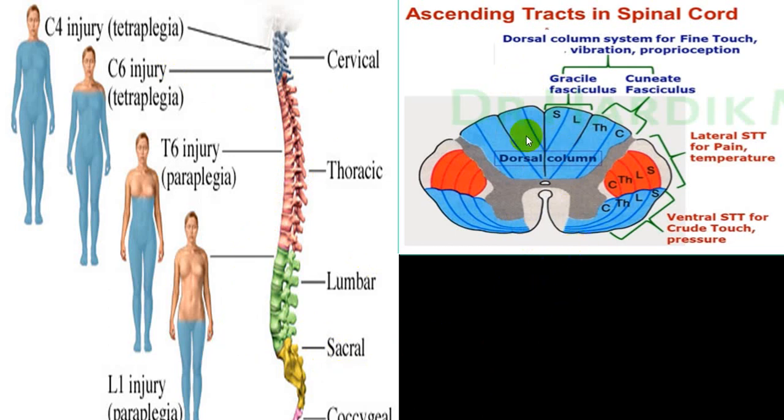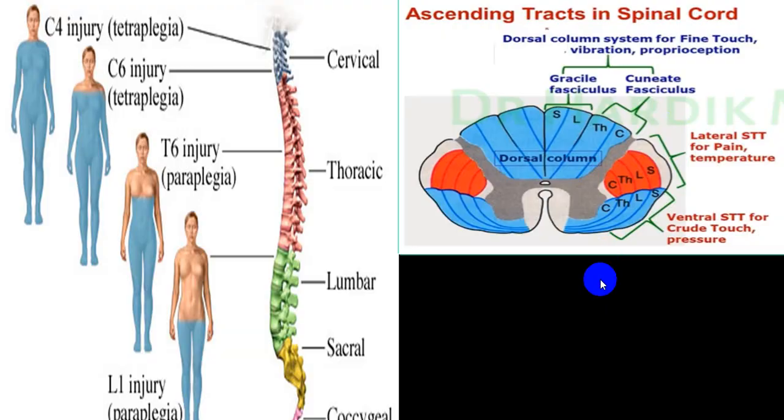Now here, the dorsal column is concerned with fine touch, vibration and proprioceptive sensation. And we have already mentioned that tractus gracilis is the medialmost fiber, which is carrying sacral and lower limb, while cuneatus is carrying thorax, chest and upper limb. So this will be the distribution. While the lateral spinothalamic tract is concerned with pain and temperature, and the anterior spinothalamic tract is concerned with crude touch and pressure. So this will be the presentation as far as ascending tracts are concerned.